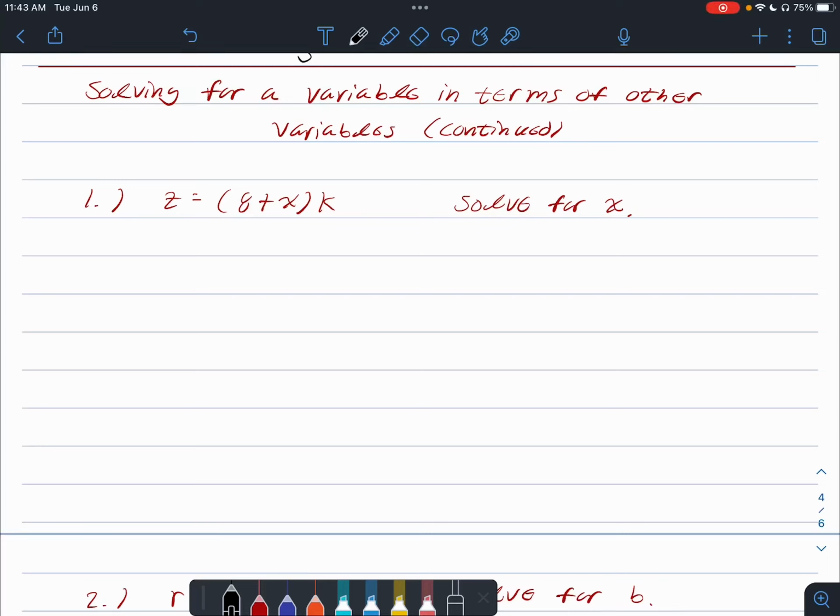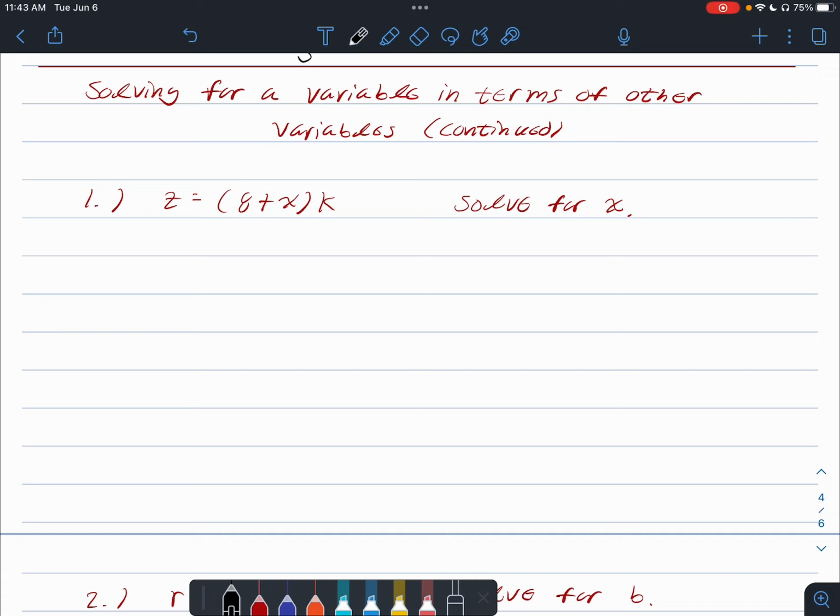So in this video, we're going to continue looking at examples where we are solving for some variable in terms of other variables. So again, our solutions for these problems are going to have other variables in the solution. Okay, so you're not going to simplify it down to some nice number. You're going to have variables in the solution. So a couple more examples here.